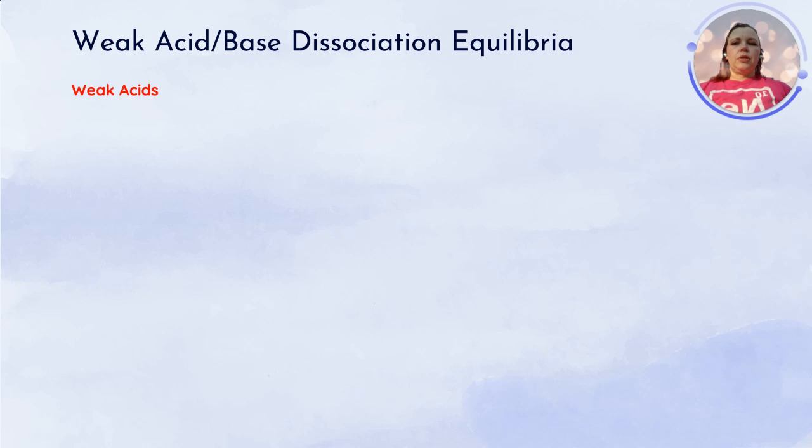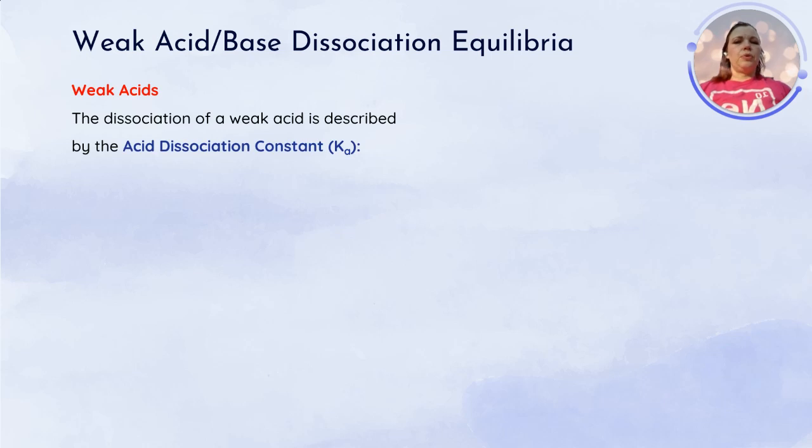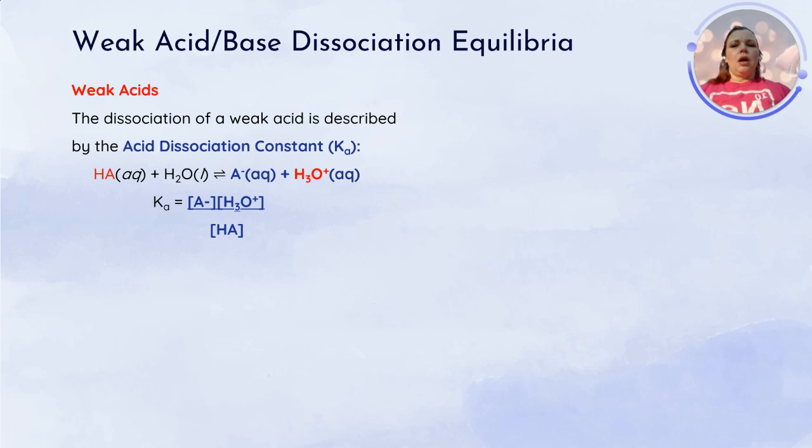So let's look at the equilibria here. With weak acids, the dissociation of a weak acid is described by the acid dissociation constant, which is Ka. So we can write the expression of the dissociation of a weak acid by adding water as a reactant, and then it would produce your A minus and then hydronium, which remember is the conjugate acid of water, and then your A minus is the conjugate base, and so then this would be your Ka expression.